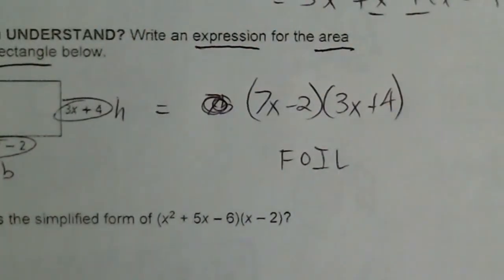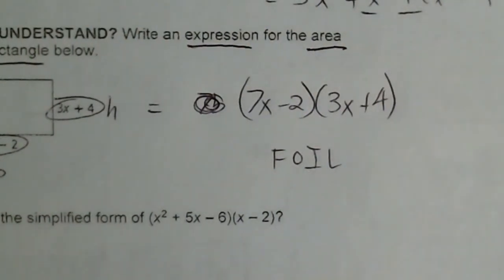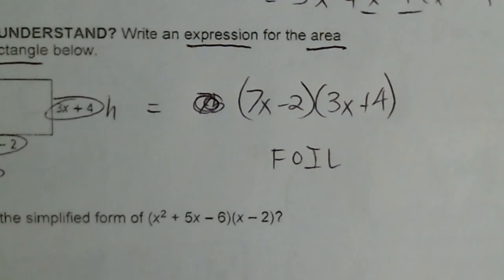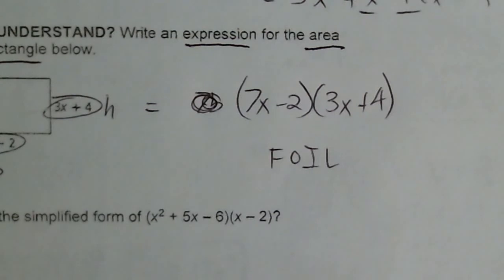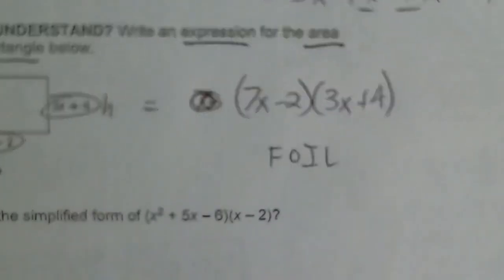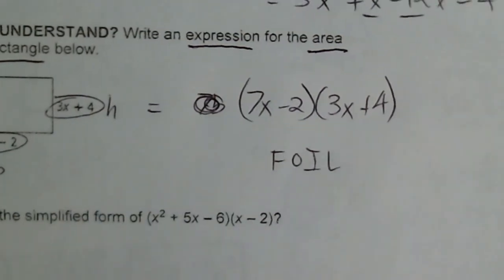You can use the box method if you want, but I'm just telling you guys, when you get to advanced algebra next year and your teacher says FOIL this out, you're not going to have time to do that box method. Not with a trinomial times a trinomial times a polynomial or whatever. So you really do need to get accustomed to this distributive property foiling method.